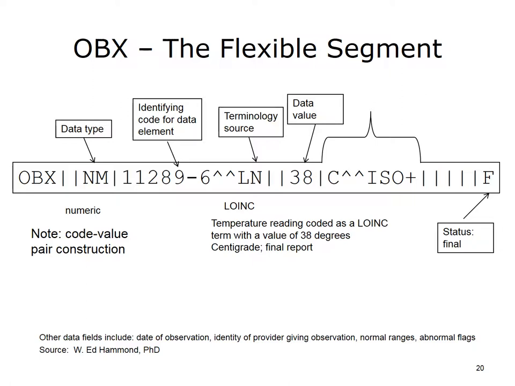Also, note the name value pair construct. Other data fields include date of observation, identity of provider making the observation, normal ranges, and abnormal flag. It is indeed a powerful segment. Messages can include any number of these segments.